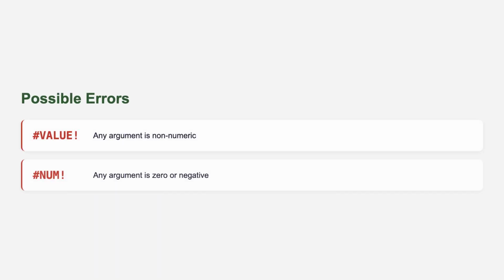Watch out for common errors. A value error occurs when any argument is non-numeric. A num error occurs when any argument is 0 or negative. All three values must be positive numbers.